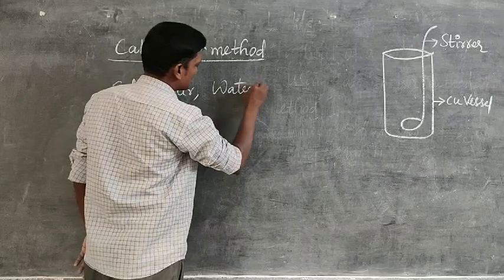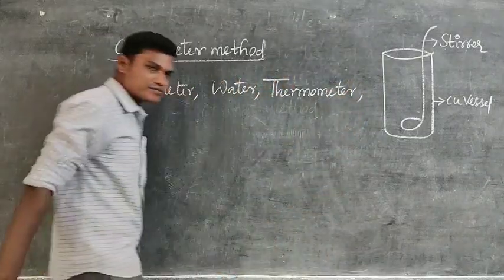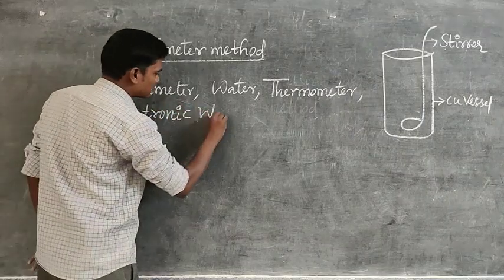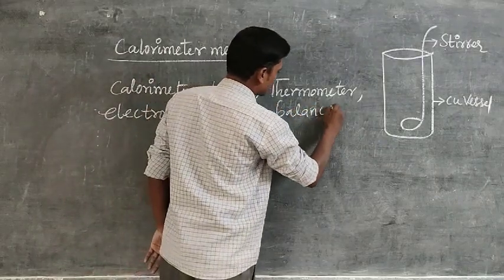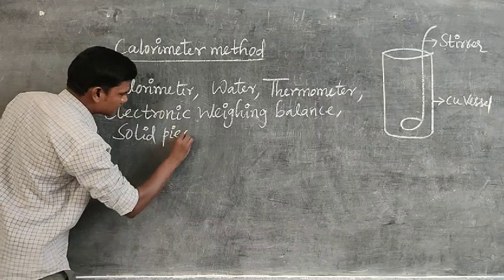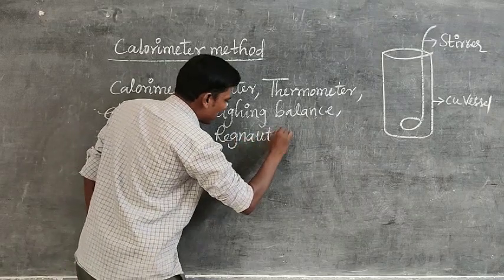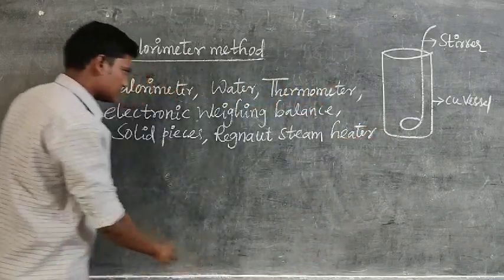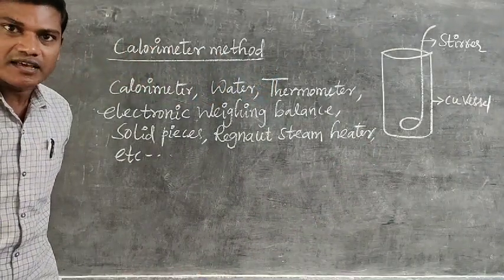water, thermometer, electronic weighing balance, solid pieces, Regnault's steam heater, etc. Listen very carefully. Which materials are required?